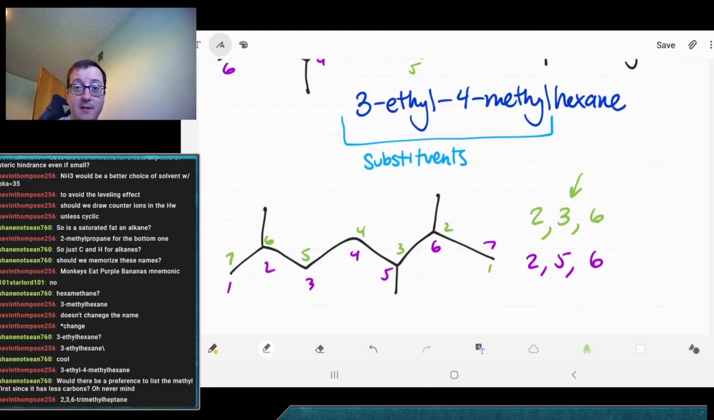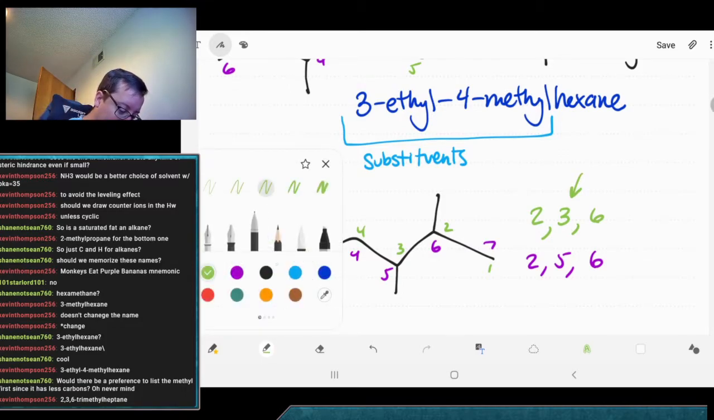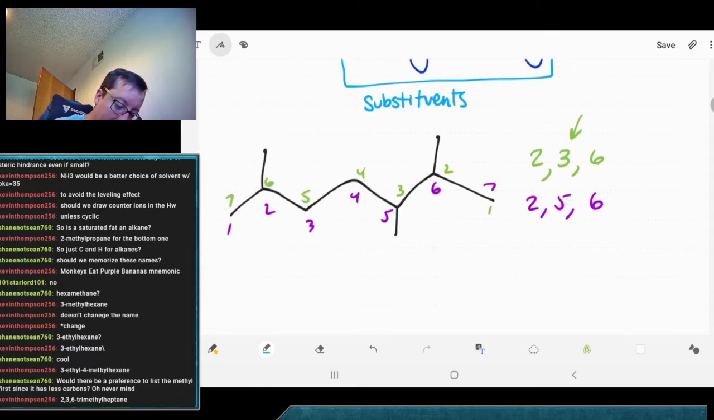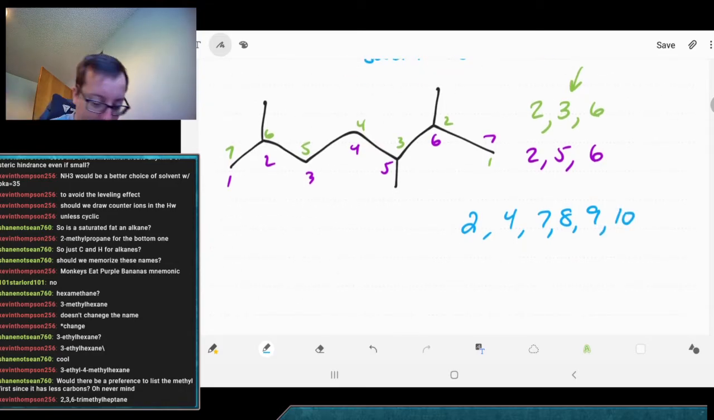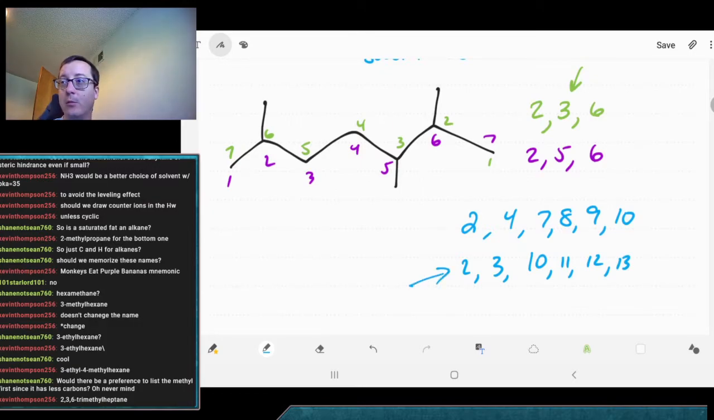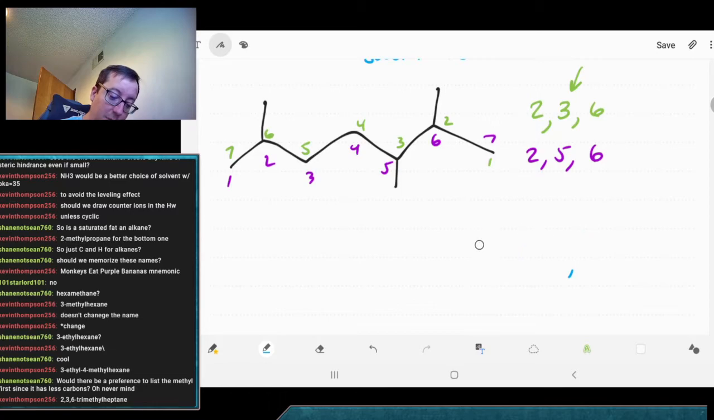So the 2's were the same. So we move on to the next number and then choose the lowest one there. If some hypothetical compound had the options 2, 4, 7, 8, 9, 10, or whatever, and just making numbers up, 2, 3, 10, 11, 12, 13, we're going to choose this one. First point of difference is what we're going for there. But let's not worry about that, because that situation will hopefully never come up.